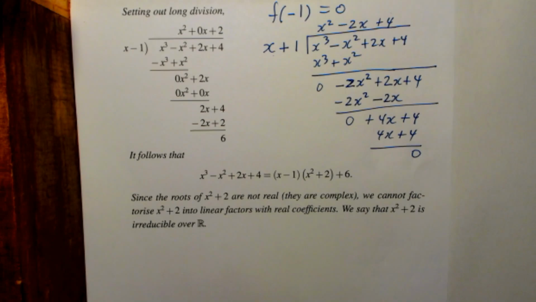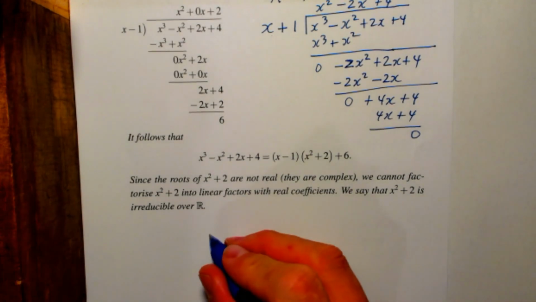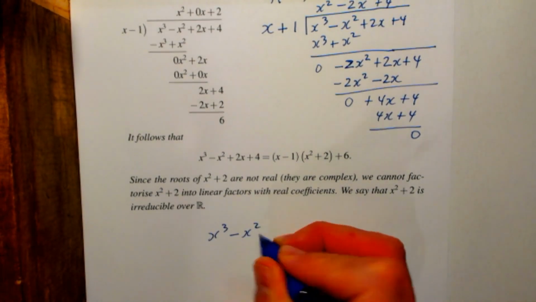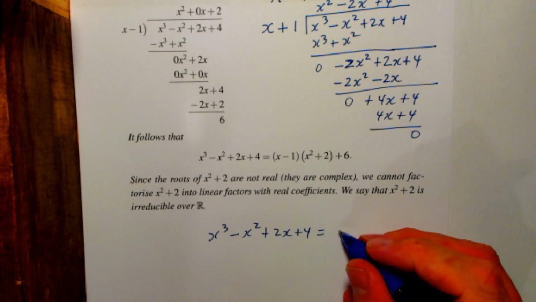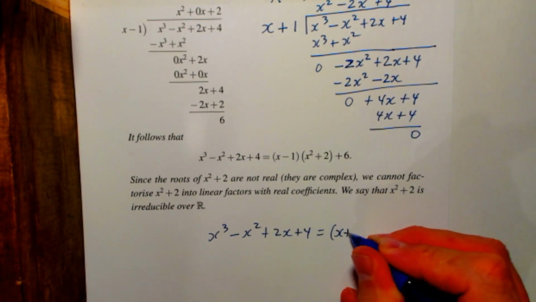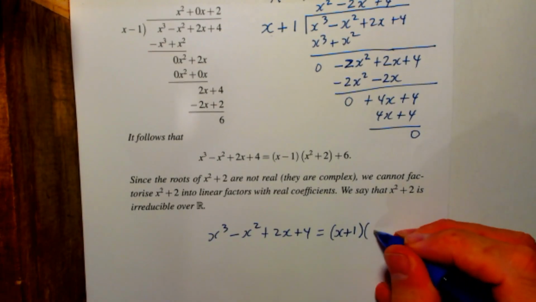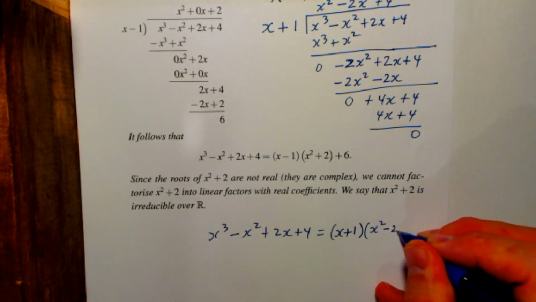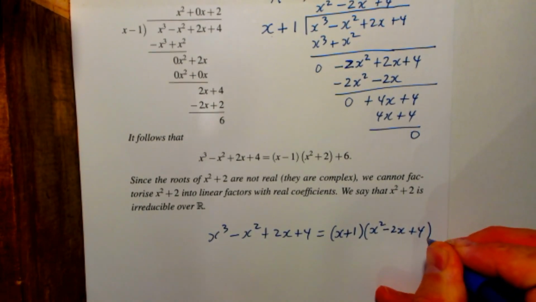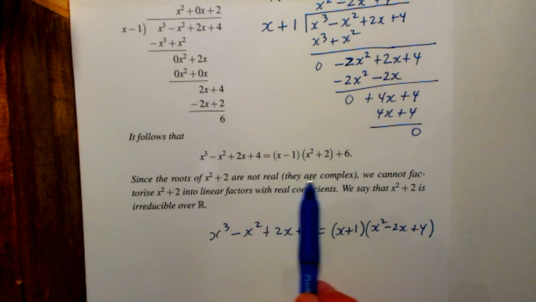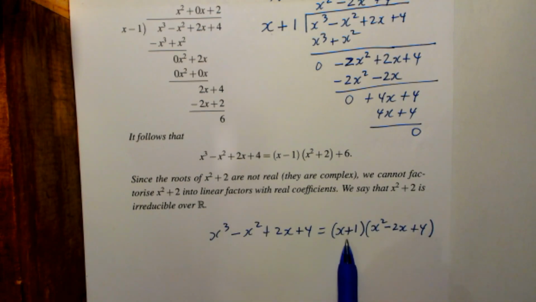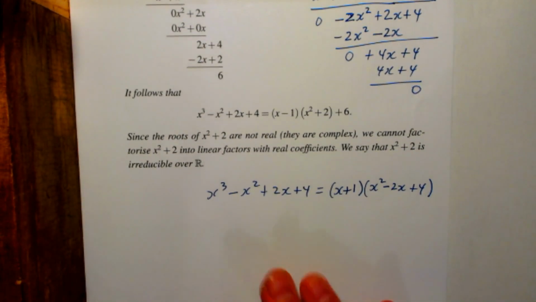Okay, so that's great, because what that says is that x cubed minus x squared plus 2x plus 4 is equal to x plus 1 times x squared minus 2x plus 4. Okay, now the claim here is that the roots are complex. We do have one real root. Let's find the complex roots using the quadratic formula.